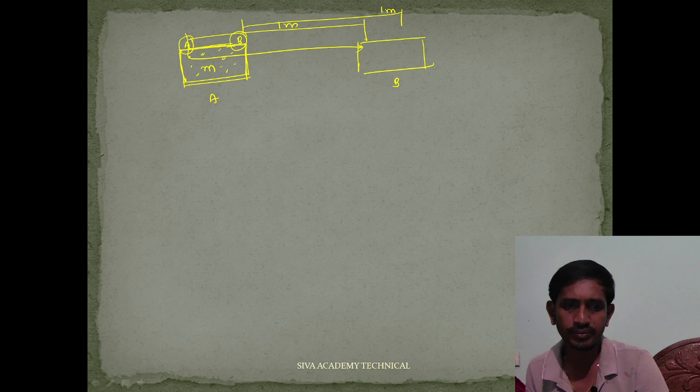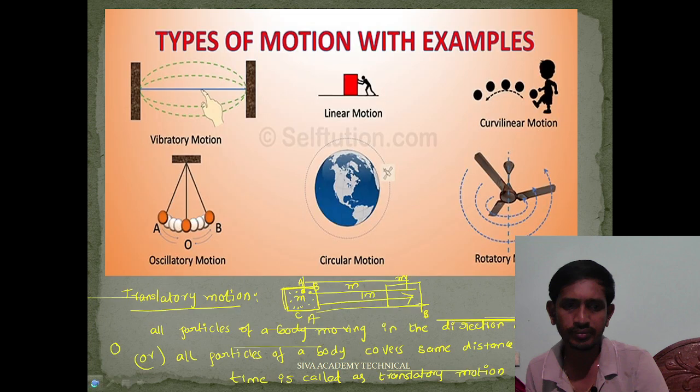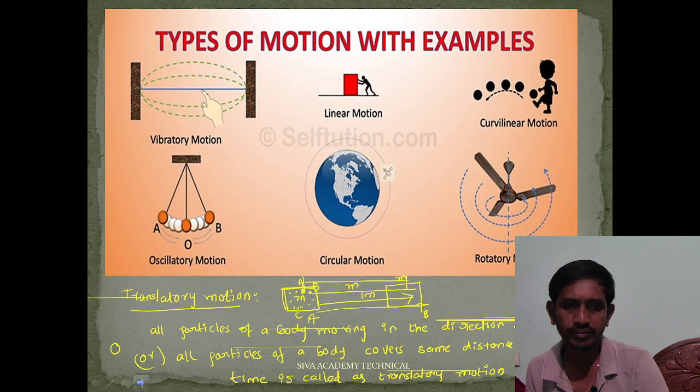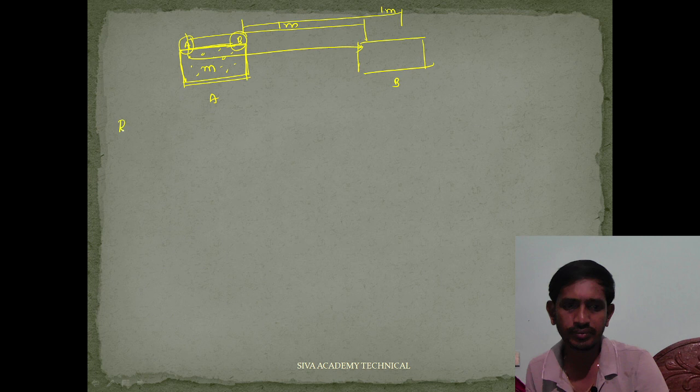The next motion in translatory motion is rectilinear motion. So what do you mean by rectilinear motion? Here the body should be in translatory motion.